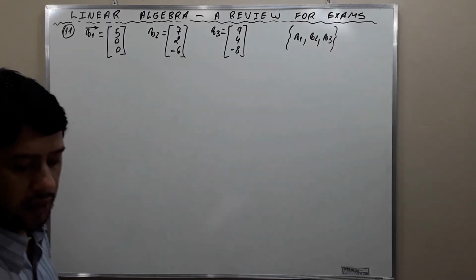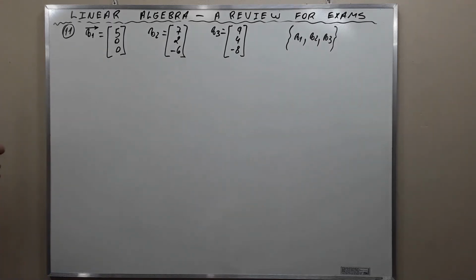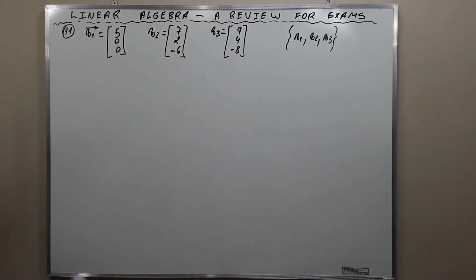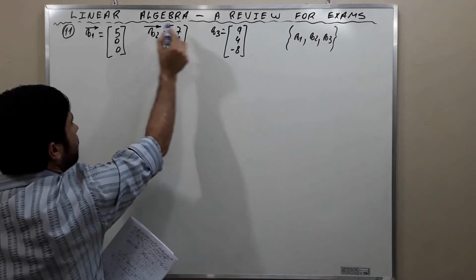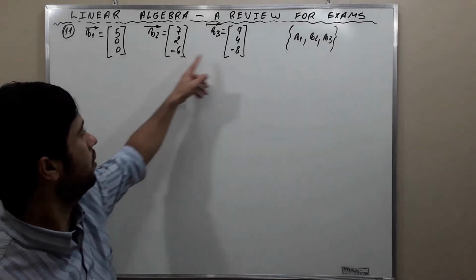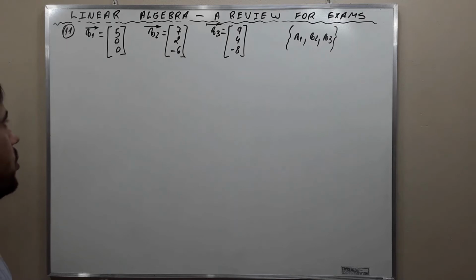Exercise 11, determine if the vector set v1, v2, and v3 are linearly dependent. Okay, the objective is to see whether they are linearly dependent. And how do we know that they are linearly dependent? The vectors are linearly dependent if and only if one of them can be written as a linear combination of the others. So if there is one of them that can be written as a linear combination of the others, then they are linearly dependent. Otherwise, they are linearly independent, okay?